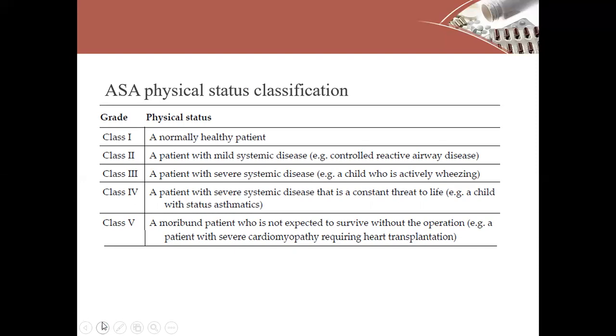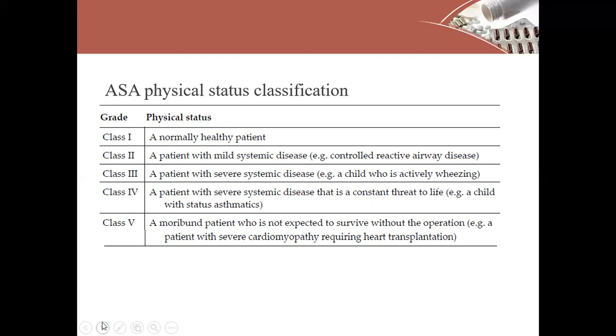And class 4 is a patient with severe systemic disease that is a constant threat to life, for example a child with status asthmaticus. So here the child will have severe airway dysfunction. So we call it ASA 4, and the interventions should be needed, or everything should be ready in case the patient has some kind of complications.